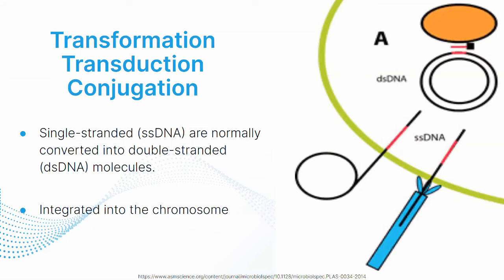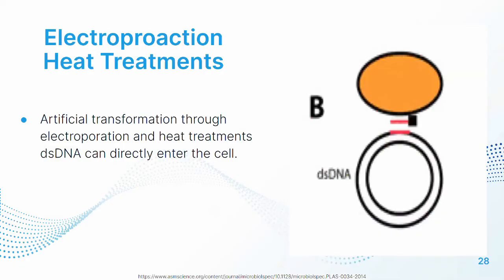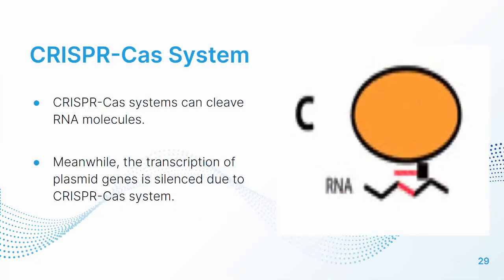When artificial transformation occurs through electroporation or heat treatments, double-stranded DNA can directly enter the cell. The CRISPR-Cas ribonucleoprotein complexes can precisely target the double-stranded DNA molecules to remove them. There are few CRISPR-Cas systems that cleave RNA molecules. Meanwhile, the transcription of plasmid genes is silenced due to the CRISPR-Cas system, and subsequently, replication occurs for a few rounds and those plasmids can be lost.